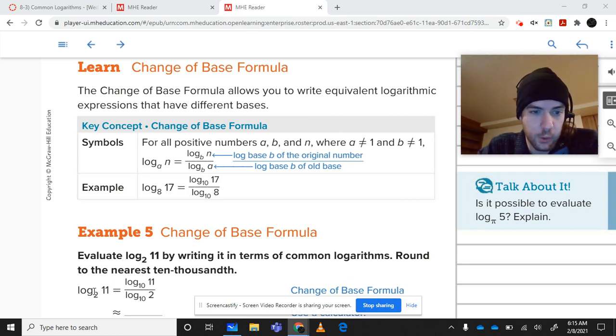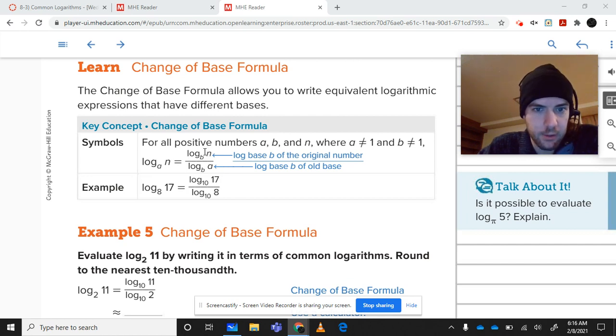Now there could be other situations where you want to go from base 2 to base 3 or base 2 to base 12. This would do the same thing, but for now we're going to try to move from base 2 to base 10. Okay, so you take your old base, and the solution to this logarithm is going to be your new base with the original number applied to it.